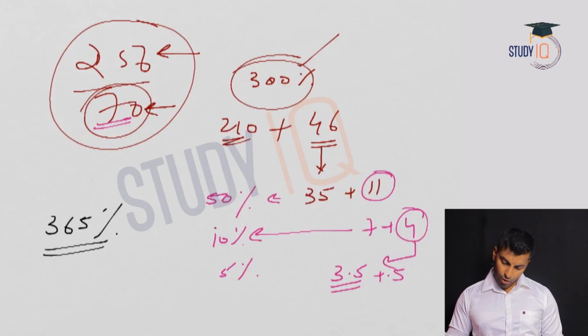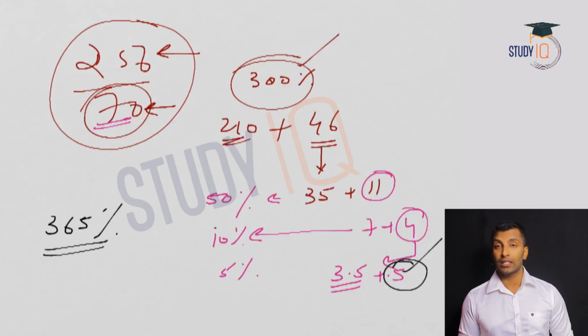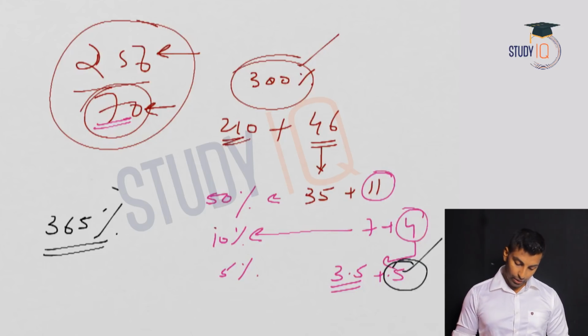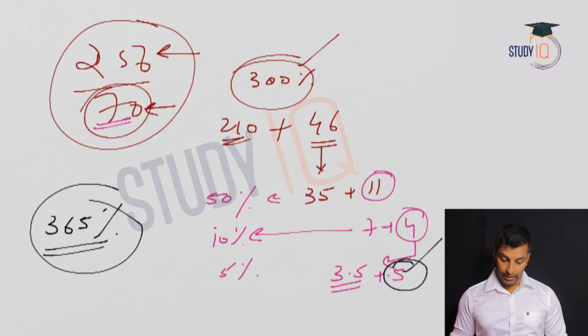Now if you want to do more calculation, you can do this with this 0.5. But it is a very negligible value, so I am concluding it with 365%. So 256 is 365% of 70.